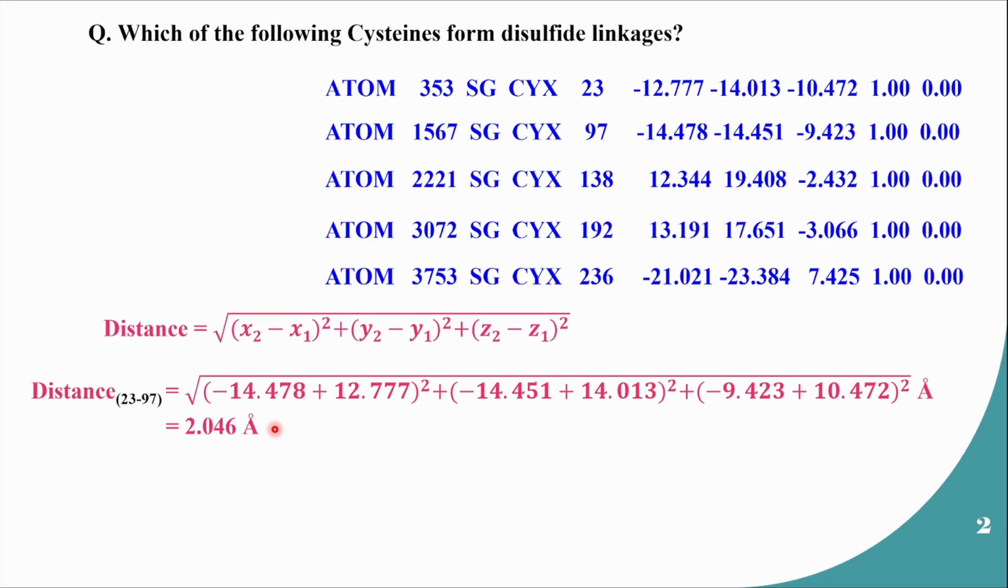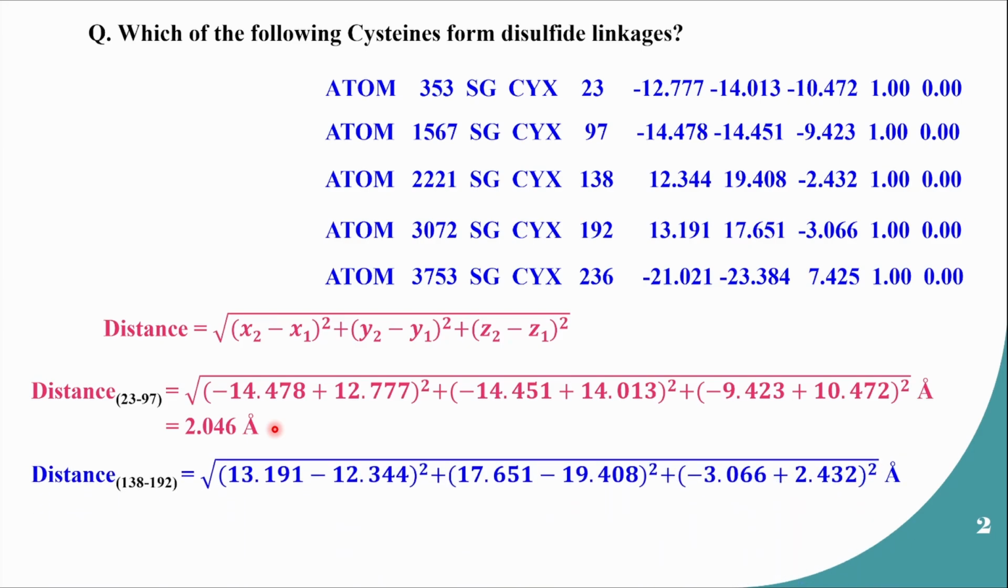If you notice, 138 and 192, I see one answer in the chat. Yes, the distance between the sulfur atoms of cysteines 138 and 192, if you do the calculation, is around 2.051 angstrom. So of course they are forming disulfide bonds, right? These types of numeric problems, where you are asked to calculate certain distances in 3D space, could be important in your exams and assignments as well.